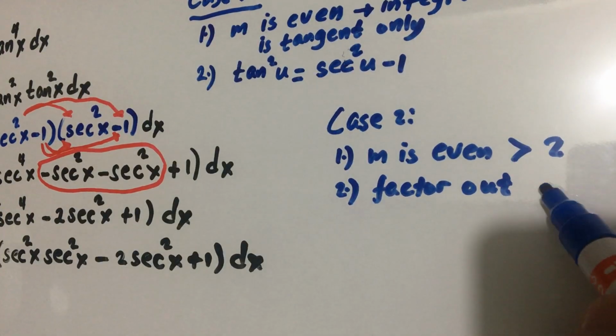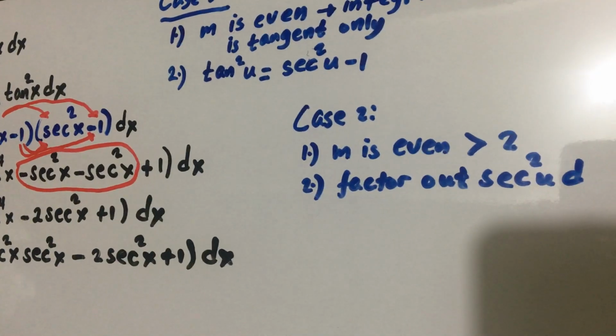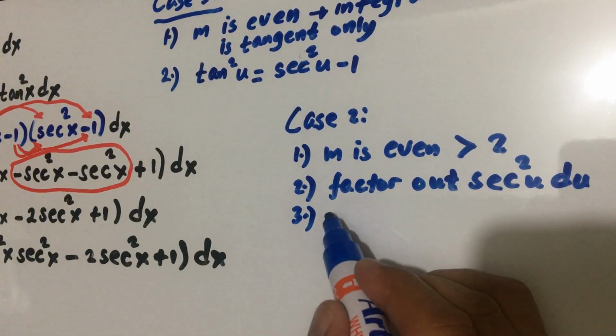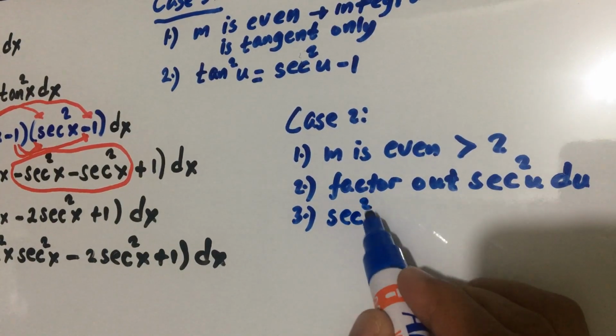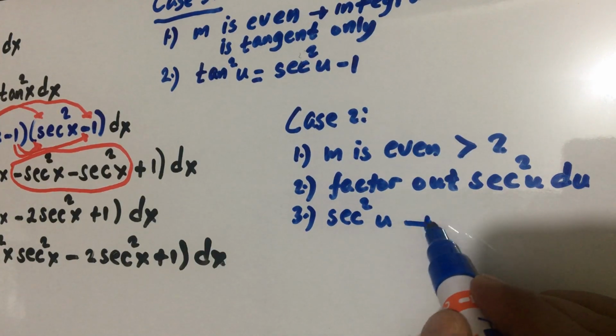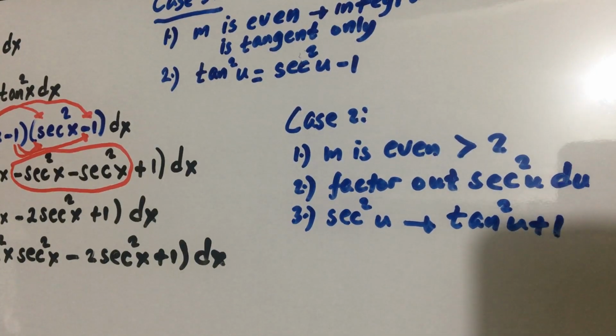So we have to factor out secant squared u du. Okay, factor out secant u du. And then after that we have to change secant squared u. So we have to change this to tangent squared u plus 1.